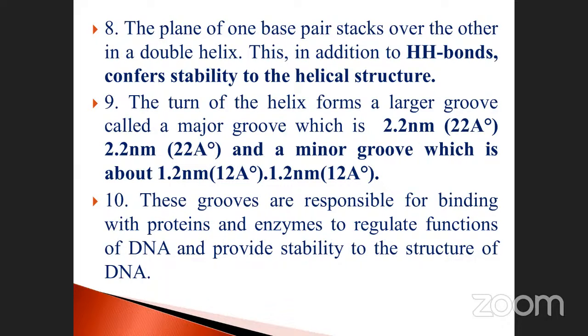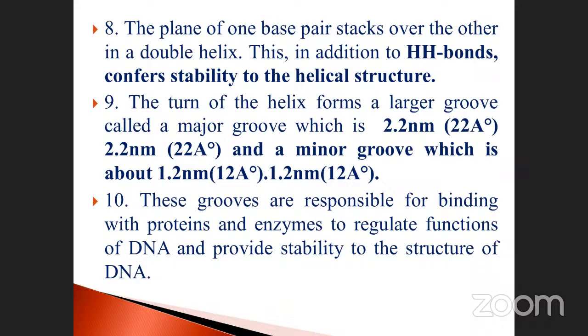The turns of the helix form a large groove called the major groove, which is 2.2 nanometer, otherwise 22 angstrom, and the minor groove, which is about 1.2 nanometer, equal to 12 angstrom. Major groove, how many angstrom is there? Sometimes they ask the question. Minor groove, how much is there? So the difference is 1 nanometer. See that, minor is 1.2, major is 2.2. These grooves are responsible for the binding of proteins and enzymes to regulate the functions of DNA and provide stability to the structure of the DNA molecule.